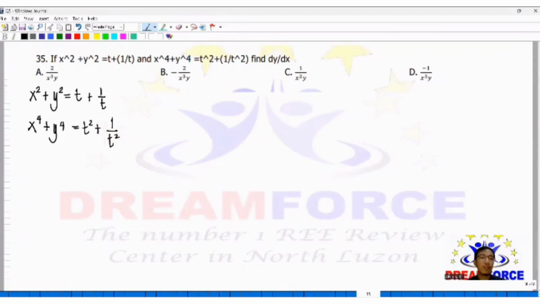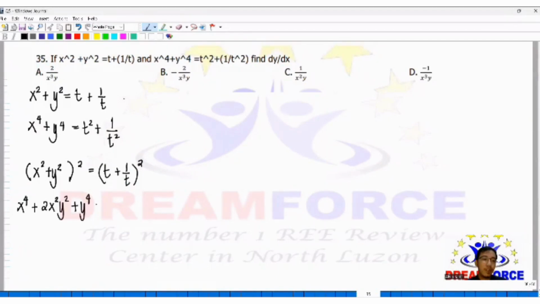Okay, so since yung isa naka-raise to 4, yung isa naka-raise to 2, i-manipulate siguro natin ito. Square natin yung equation 1. Try nga natin siyang square. Square both sides. So you have here x raised to 4 plus 2x squared y squared plus y raised to 4 is equal to t squared plus t times 1 over t is 1 times 2, so plus 2 plus 1 over t squared. Diba? Equation 1, equation 2, equation 3.